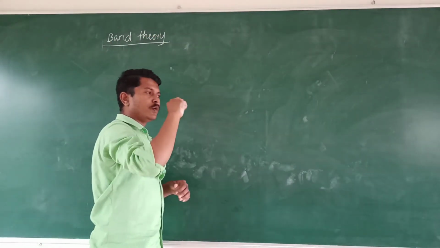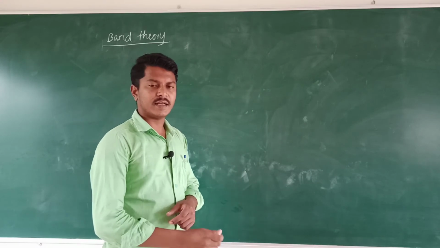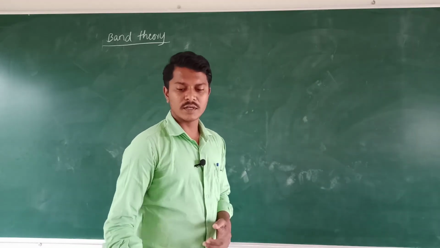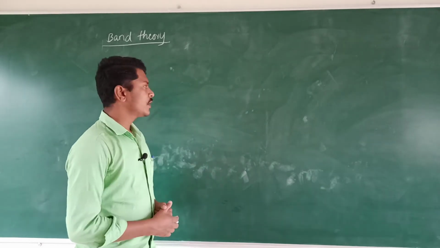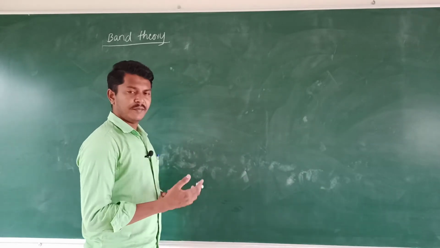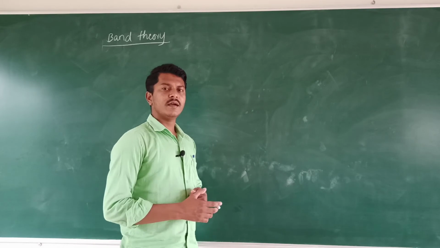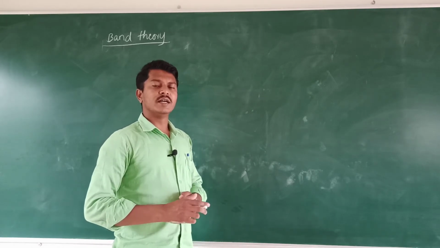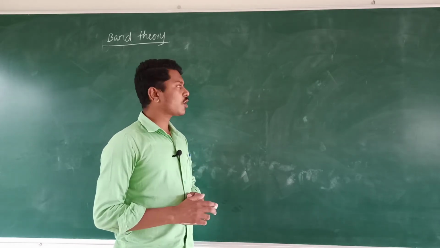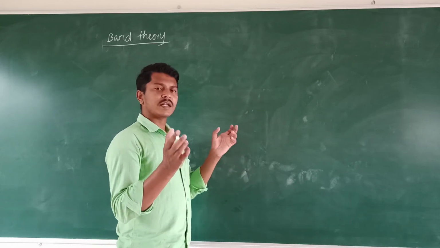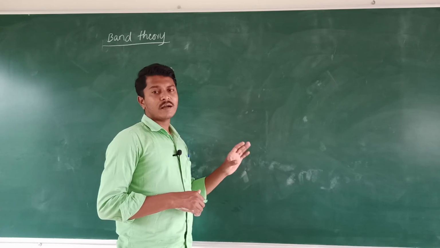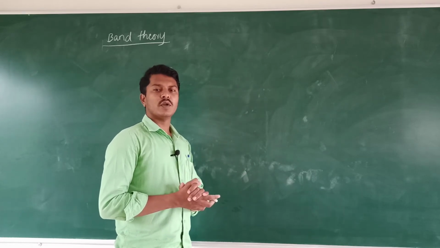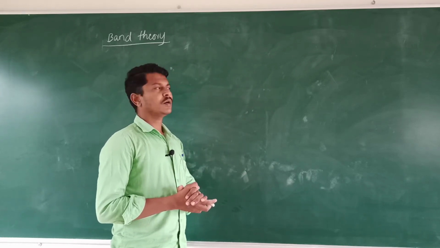Before going deep into the band theory, we have to know some basics. In our previous classes, we learned chemical bonding and molecular orbital theory. In molecular orbital theory, atomic orbitals are combined to form one bonding molecular orbital and another, an anti-bonding molecular orbital. Got it?